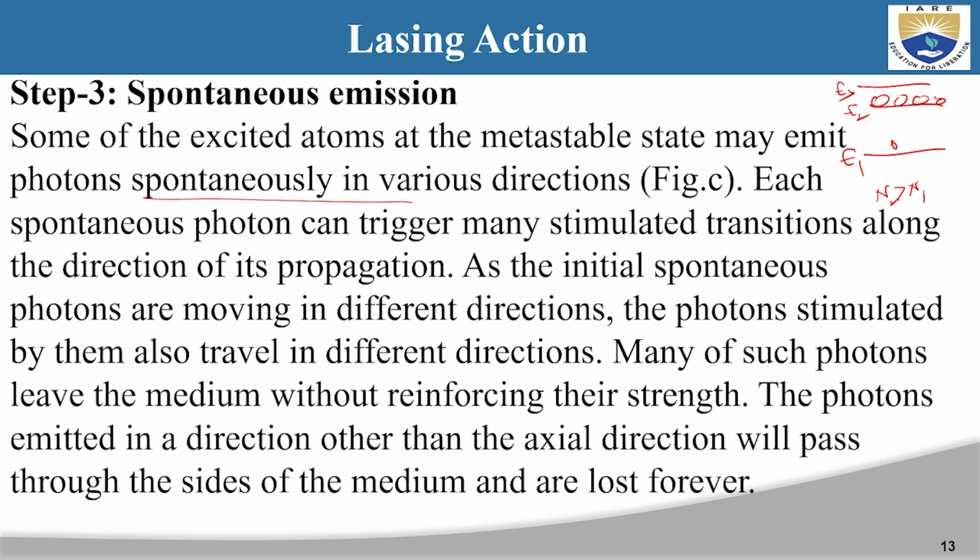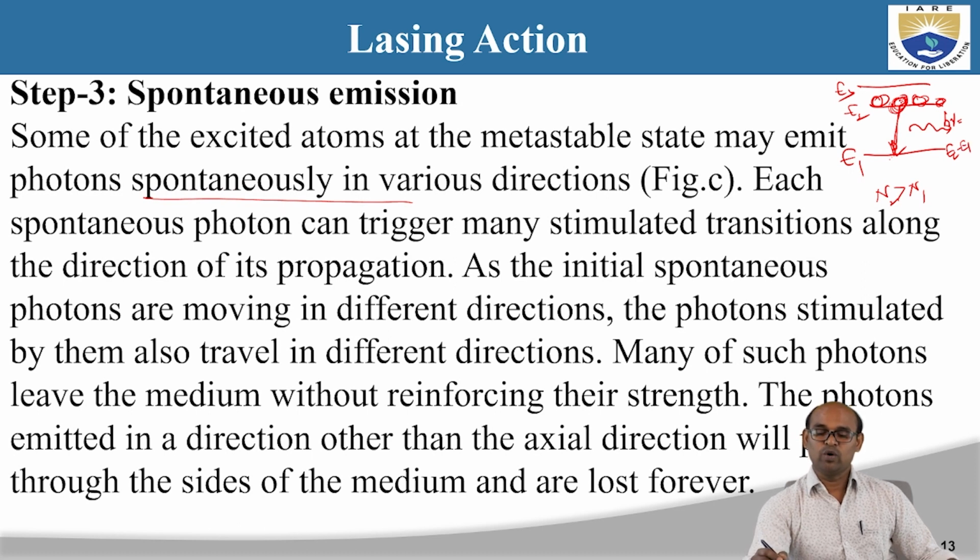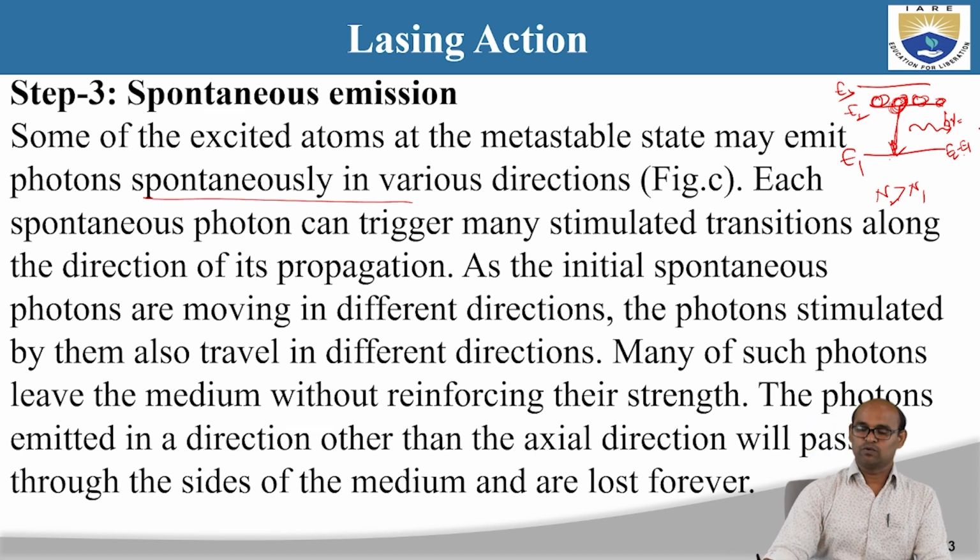Now any one of the atoms in the metastable state can decay to the ground state through spontaneous emission. When the atom decays to the ground state through spontaneous emission, the metastable energy level is higher compared to the ground state. So the difference in energy levels, E2 minus E1, is emitted as a photon. The energy of a photon is h nu, which is equal to E2 minus E1, because E2 is the higher energy level. You are going from a higher energy level to a lower energy level, so the excess energy is released as a photon.